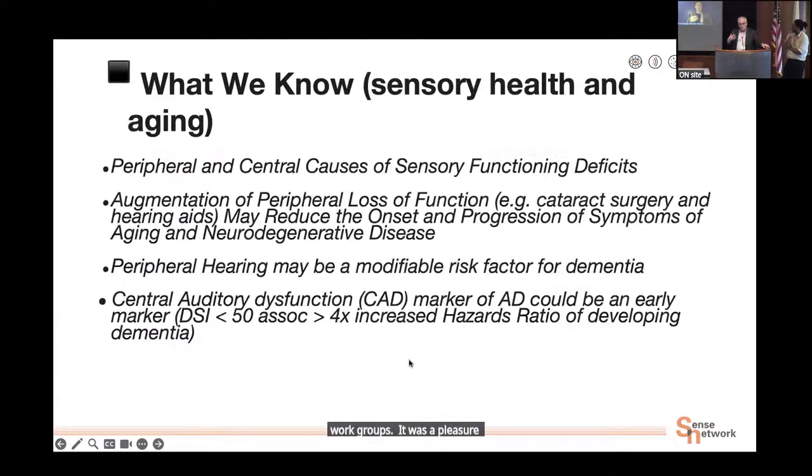From the very beginning, in the first 10 minutes, we split sensory changes into peripheral and central: peripheral end organ versus central processing. We used that theme through our discussion. We've heard already that augmentation of end organ function helps reduce the risk of dementia, and central auditory processing has also been shown to be a risk factor for development of dementia.